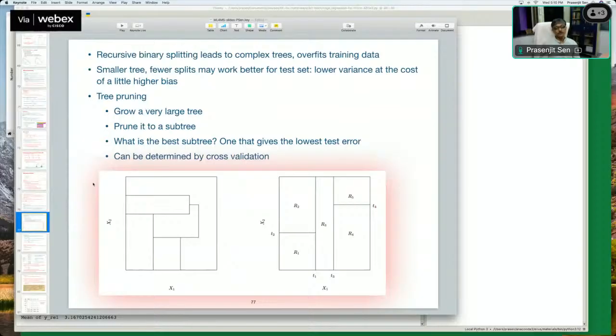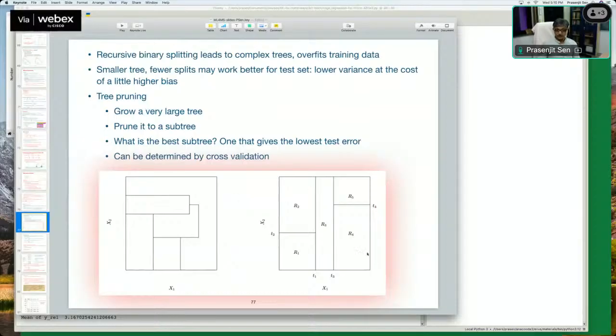Now, there are many possible subtrees for a given tree. What is the best subtree? One that gives you the lowest test error, which can be obtained by cross-validation. And I'll show you the bottom figures that you see here, for example, again in a two-dimensional feature space. So notice the one on the right.